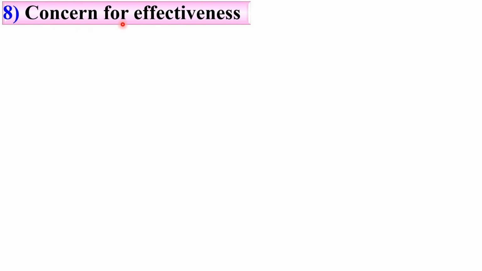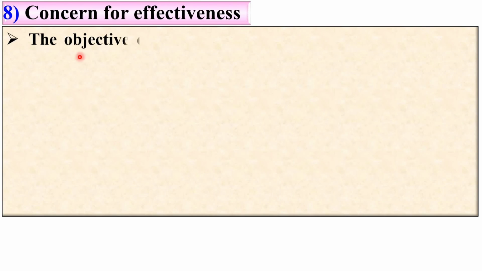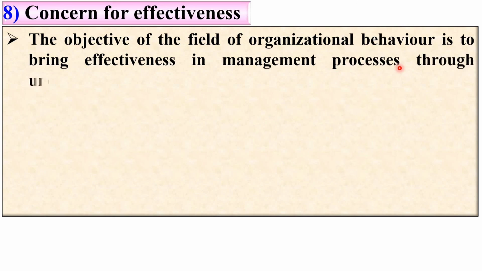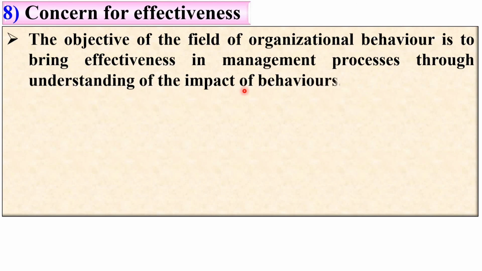Next, last one, concern for effectiveness. The objective of the field of organizational behavior is to bring effectiveness in management process through understanding of the impact of behavior. So it is once again very simple. The objective of OB is to bring effectiveness in management process by understanding the impact of behavior of employees.